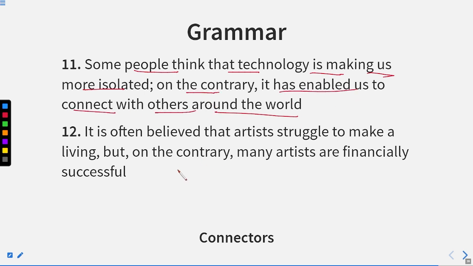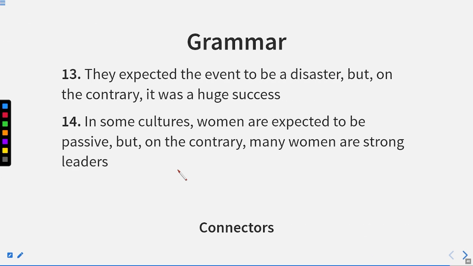Now, whenever we show the advantages and disadvantages of something, we can also use on the contrary in that part as well. It is often believed that artists struggle to make a living, but on the contrary, many artists are financially successful. So, this is how we are using on the contrary. They expected the event to be a disaster, but on the contrary, it was a huge success. So, both the statements are showing opposites.